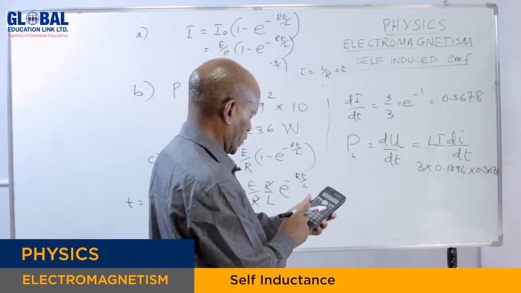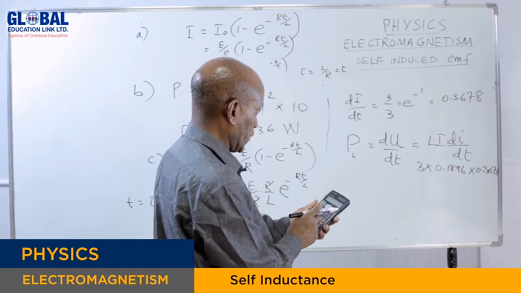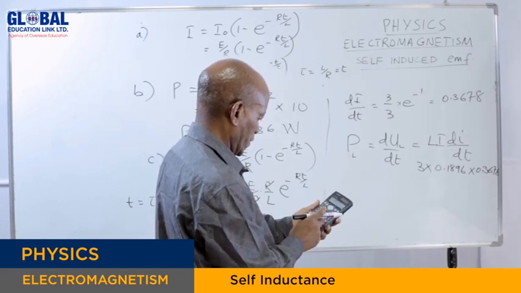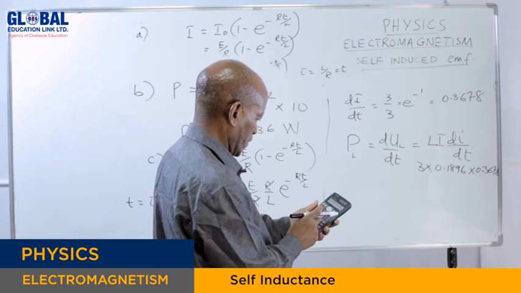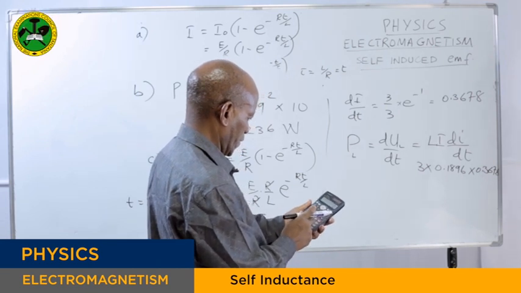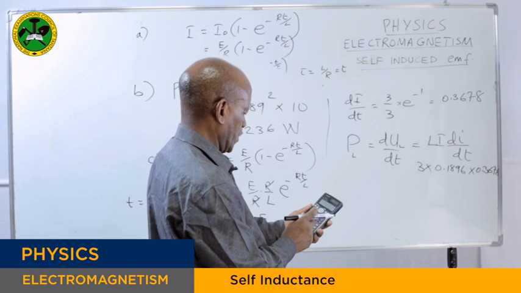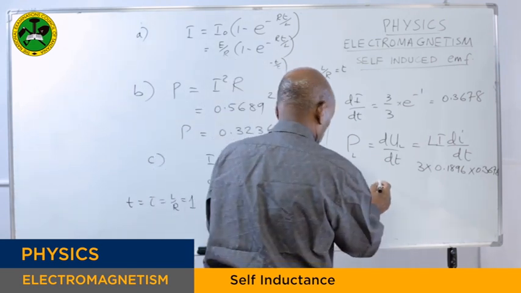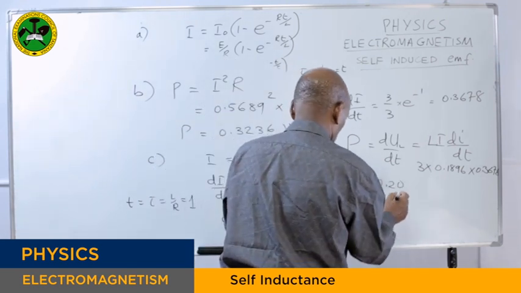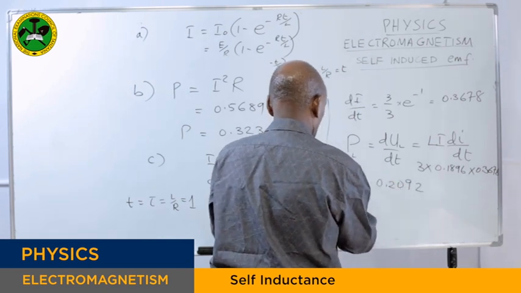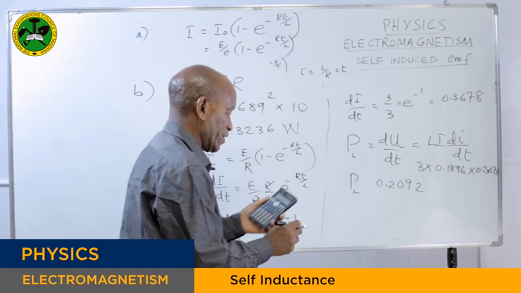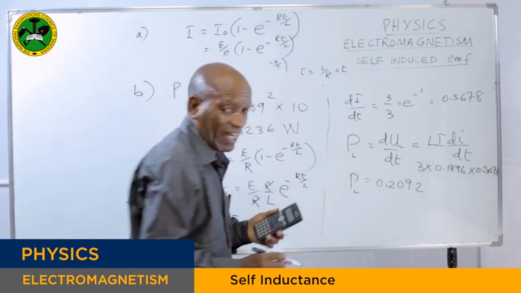So if we multiply 0.3678 times 0.1896 times 3, we obtain 0.2092. This is the power from an inductor.